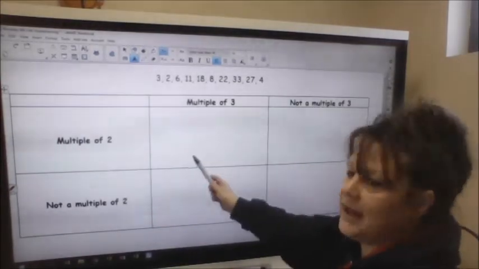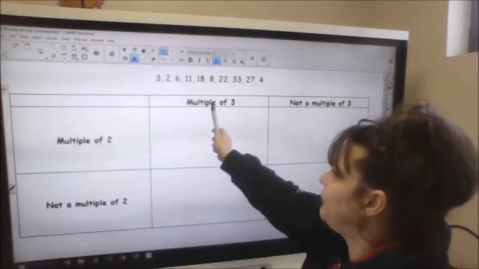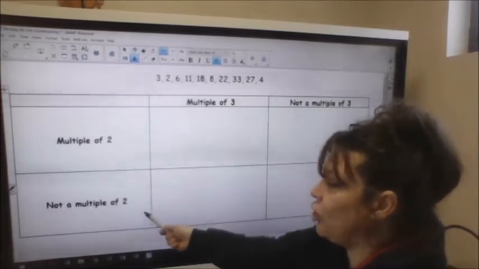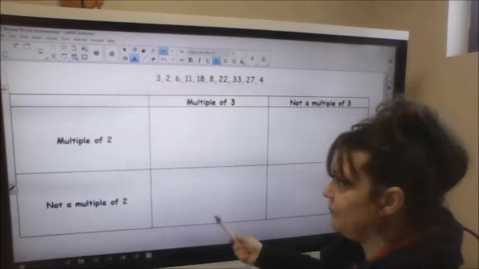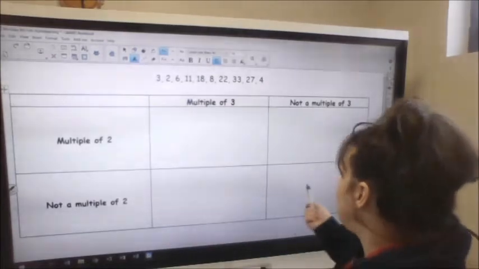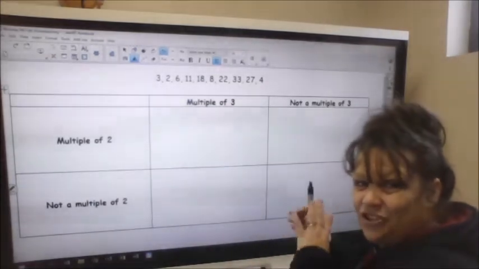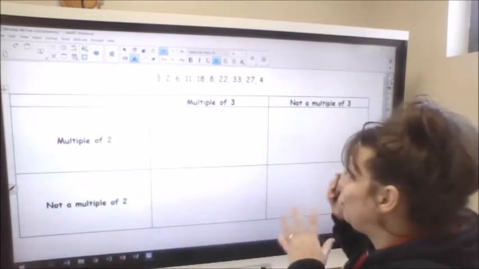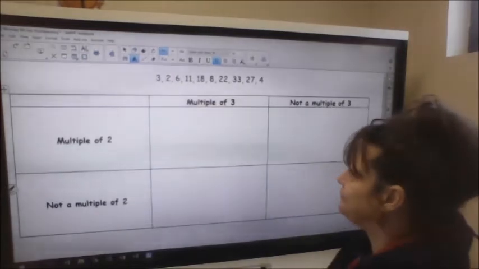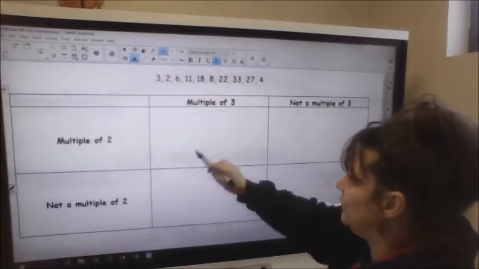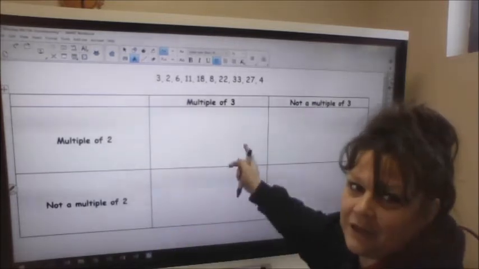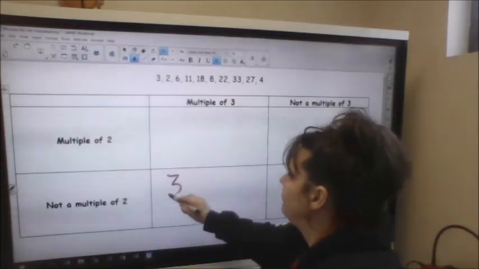So in here are any numbers that are common multiples of 3 and 2. Here, in this box, anything that's not a multiple of 2, but is a multiple of 3. Anything here is a multiple of 2, but not a multiple of 3. And then anything there is a number that is not a multiple of either 3 or 2. So let's have a little look. So 3 doesn't appear in the 2 times table, but it is a multiple of 3. So it would go here. 2.